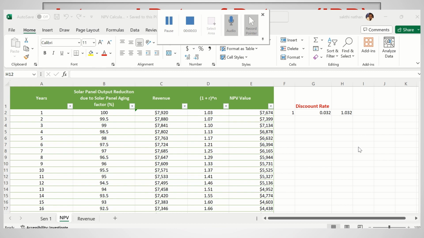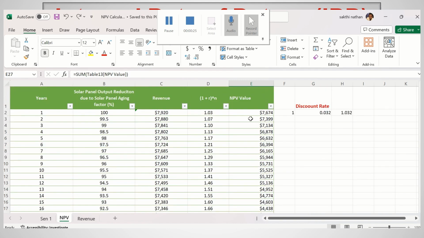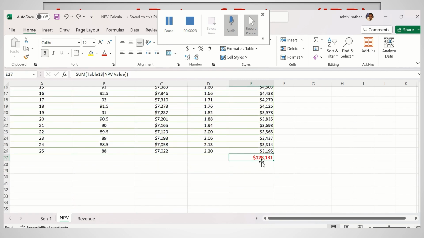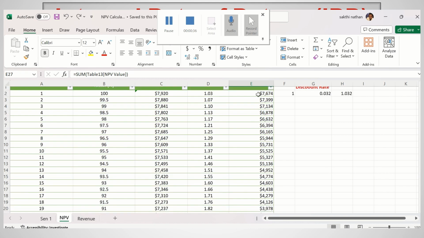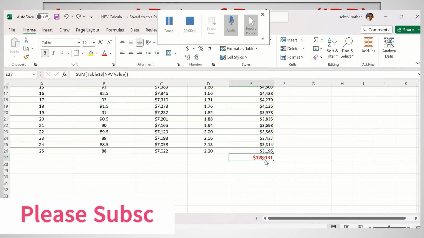In this case, this is our Excel sheet, with years 1 to 25. This is your aging factor, this is your actual revenue, and this is the net present value of the revenue. Now the idea is that this is the NPV of all the revenue. I want to make this NPV 50,000 because my investment is 50,000. If I make all this NPV of revenue 50,000, then the NPV becomes 0.